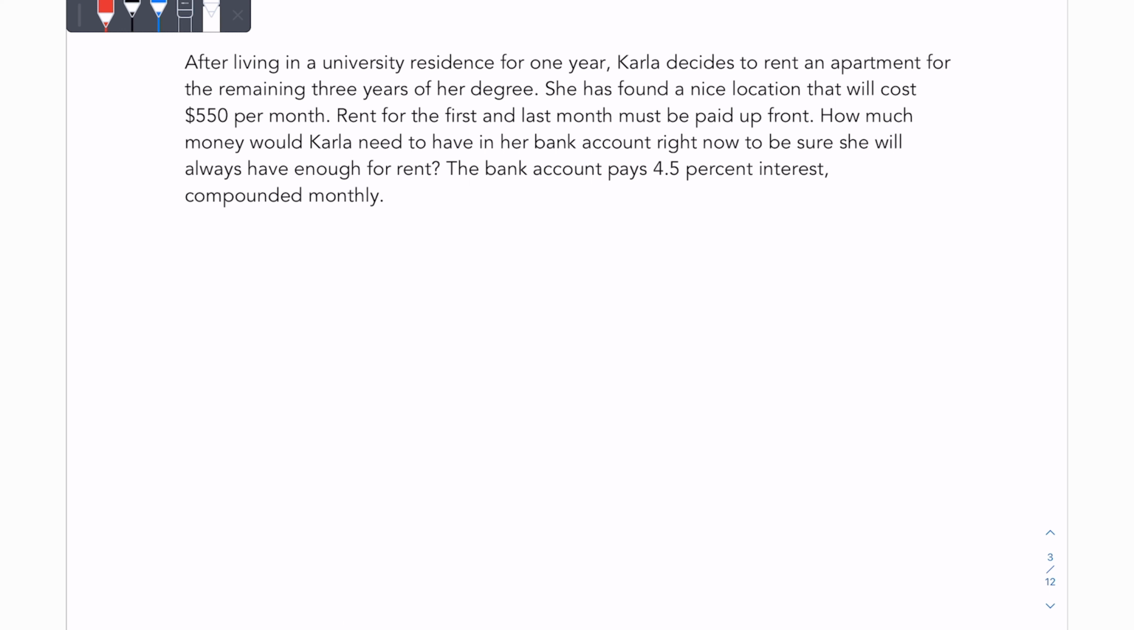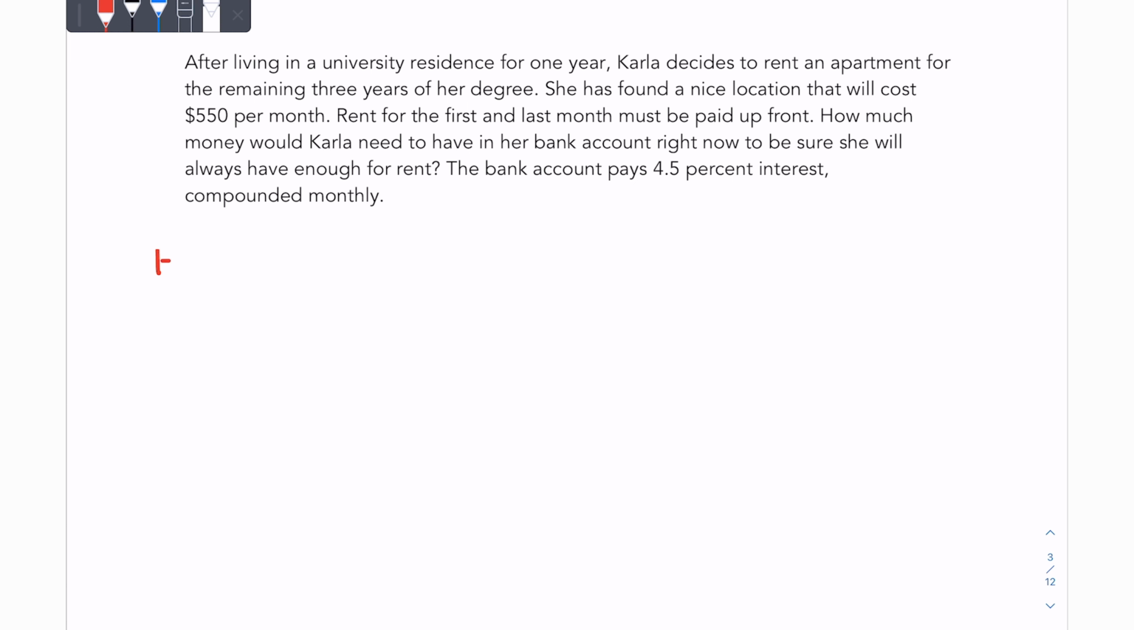Okay, so you've got an annuity, but with a small twist where the first and last month's rent are due up front. So rent in general is due at the beginning of a period. So when I'm reading this question, that's the first thing that jumps out at me. This is an annuity-due because rent is paid at the beginning of the month.